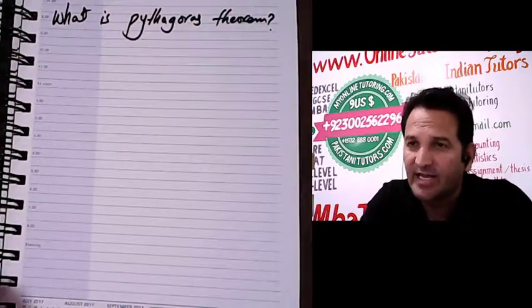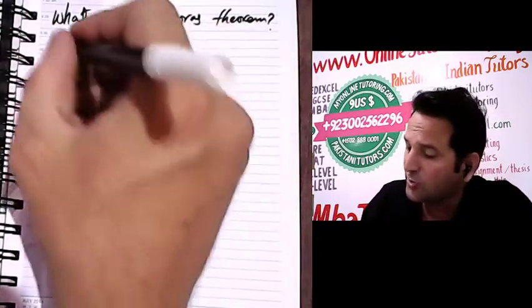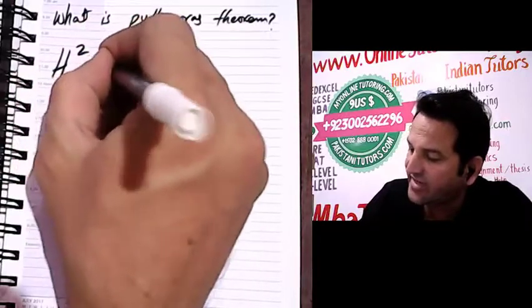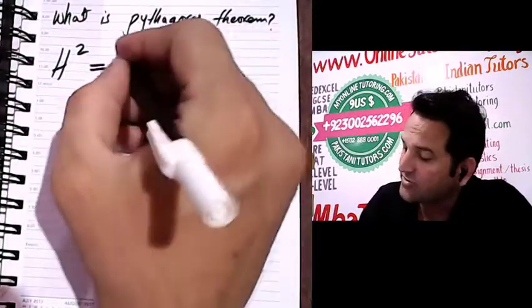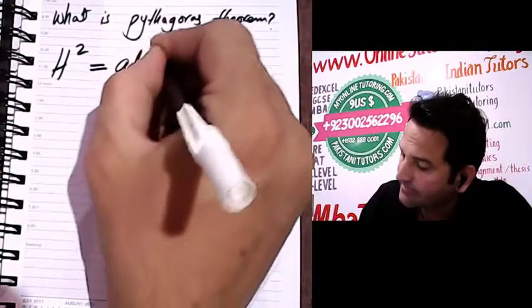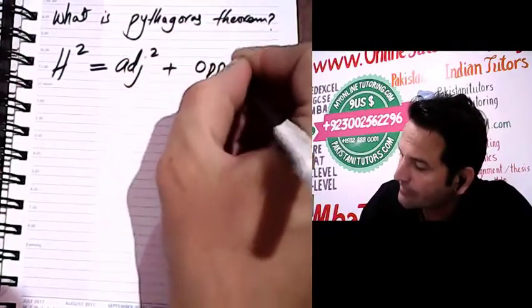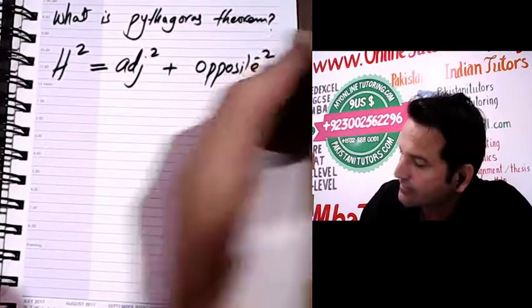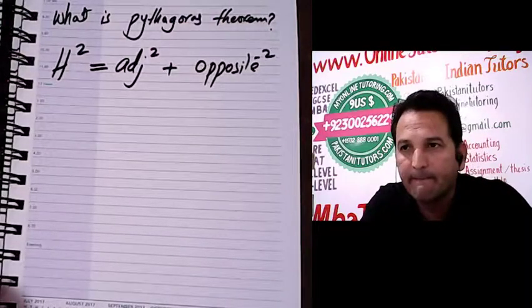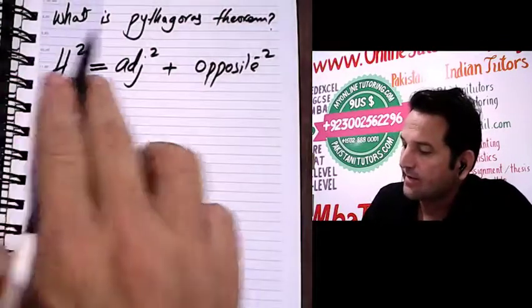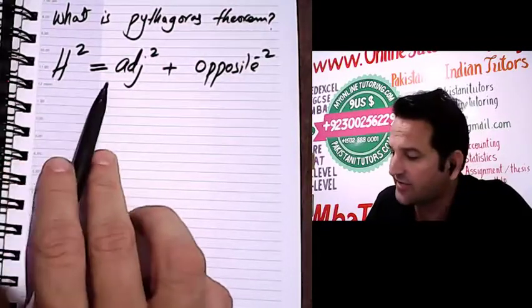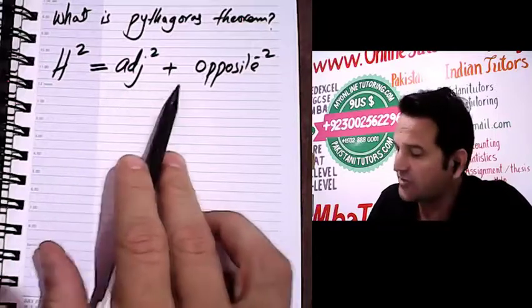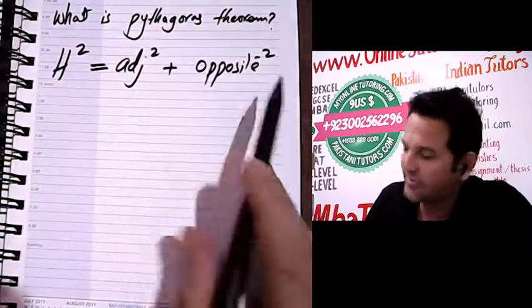Pythagoras theorem tells us that if any two sides are known to us, we can find out the remaining side by using this formula. What is the Pythagoras theorem? H square, the hypotenuse, is equal to adjacent square plus the opposite square.